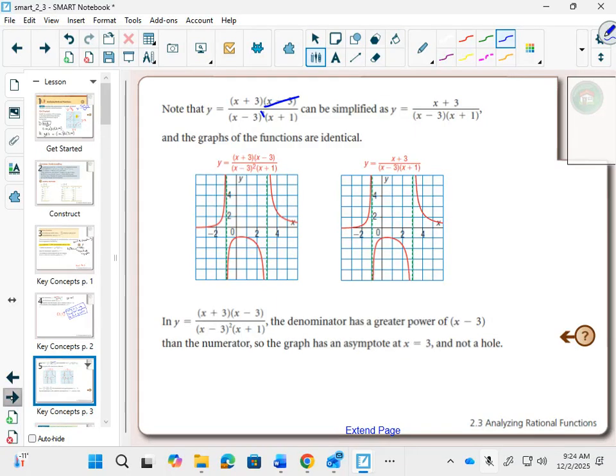So you only get a hole if a factor simplifies and a non-permissible value goes away in the simplified equation. That makes it appear as a hole. So, characteristic number 1, and we're going to put all of our characteristics together: non-permissible values will either result in vertical asymptotes or holes.